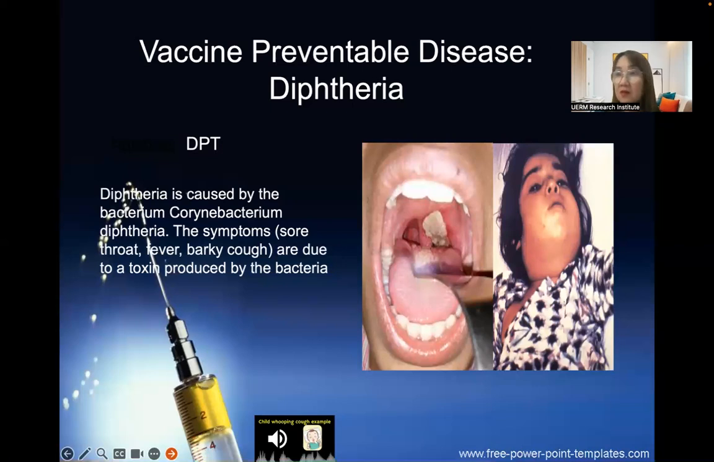So what does the pentavalent vaccine provide? The child is protected against diphtheria, and diphtheria infects the nose, throat, tonsils, and or skin. The diphtheria toxin may cause obstructive pseudomembranes in the upper respiratory tract, making it hard for children to breathe and swallow. So severe cases can cause paralysis, heart failure, kidney failure, and sometimes death.